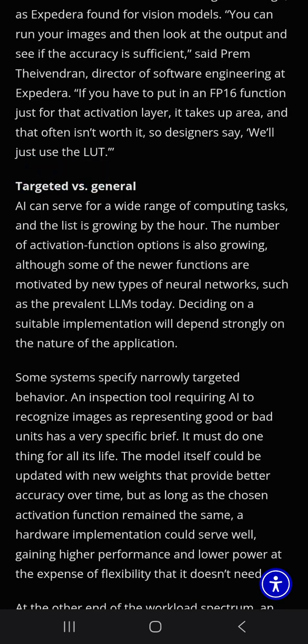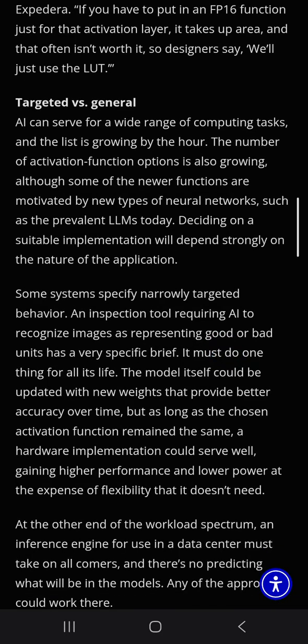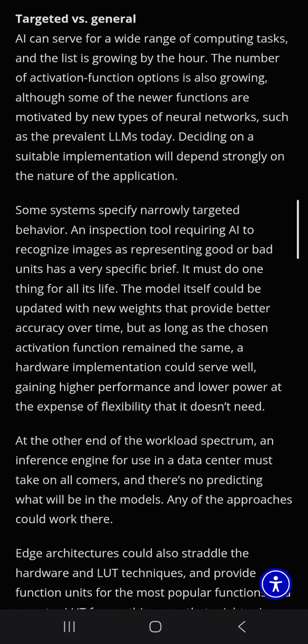Targeted versus general. AI can serve a wide range of computing tasks, and the list is growing by the hour. The number of activation function options is also growing, although some of the new functions are motivated by new types of neural networks, such as the prevalent LLM models today. Deciding on a suitable implementation will depend strongly on the nature of the application.